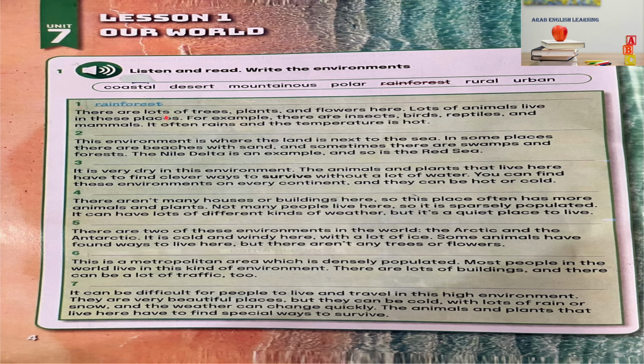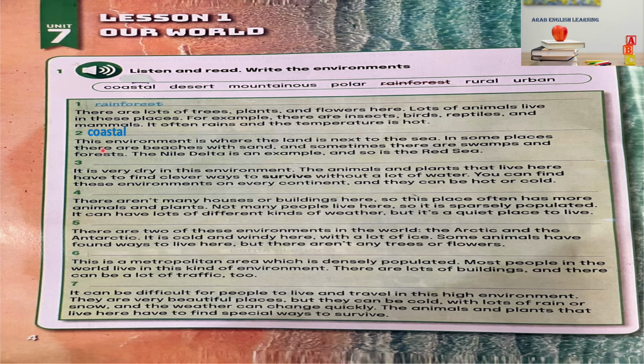There are lots of trees, plants, and flowers here. Lots of animals live in these places. For example, there are insects, birds, reptiles, and mammals. It often rains and the temperature is hot.